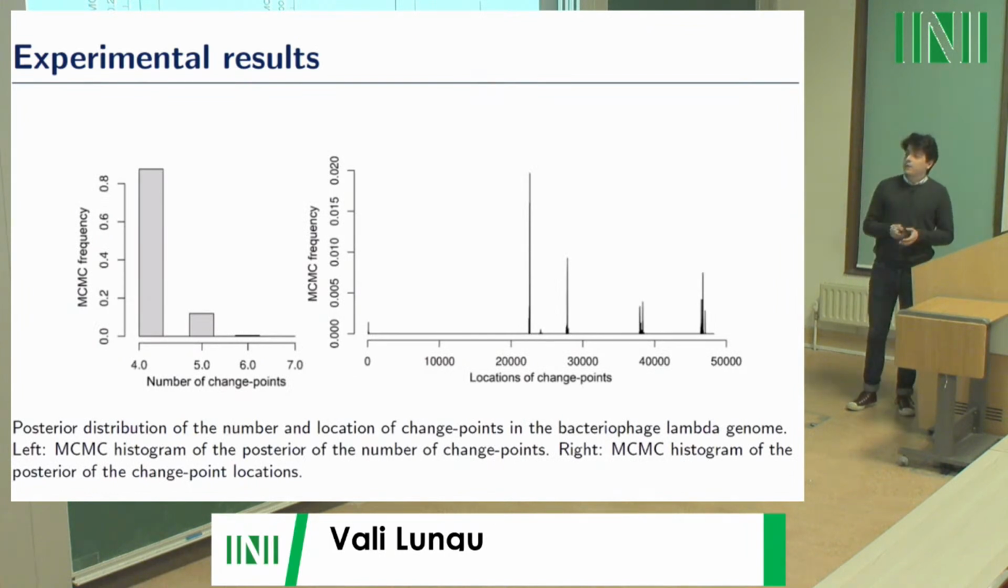So on the left here, you have the posterior over the number of change points. And what you can already see is that most of the mass is placed on 4 changes. And you can see their location on the right-hand side graph. So basically, those are the 4 most probable change points. And we have 2 other change points which are more likely, one located here and one located here.